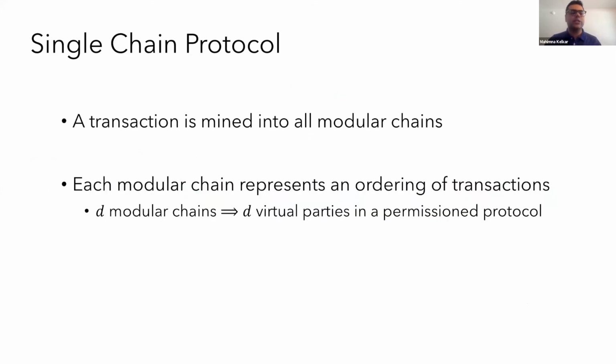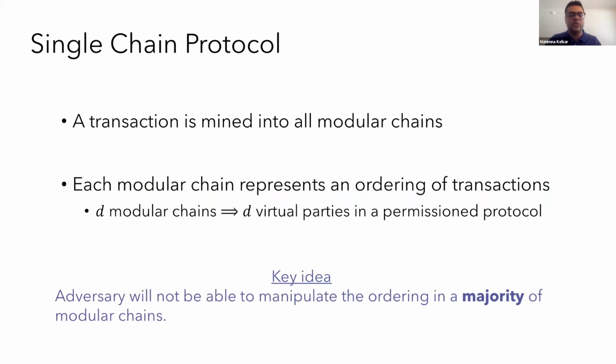And basically a transaction will be mined into all of these modular chains. So each transaction will be mined once into all of these chains. And each of the modular chains will represent an ordering of transactions on which we'll apply the finalization protocol. So the key idea why this works is that the adversary, even if it can front run or manipulate the ordering in some of these chains, should not be able to do so in a majority of these chains. And that's why we end up with this fair ordering notion.